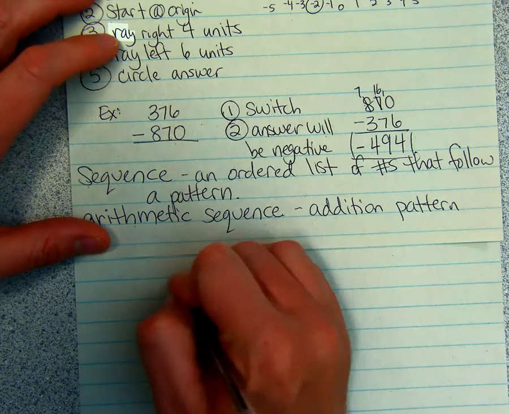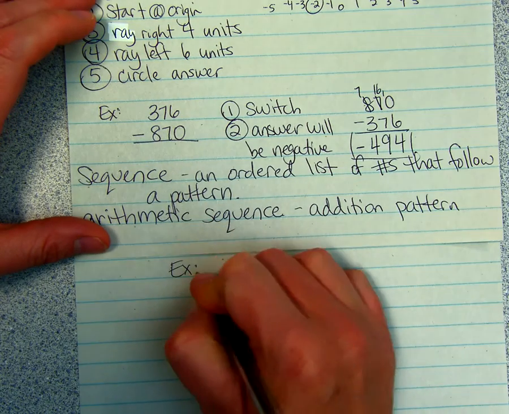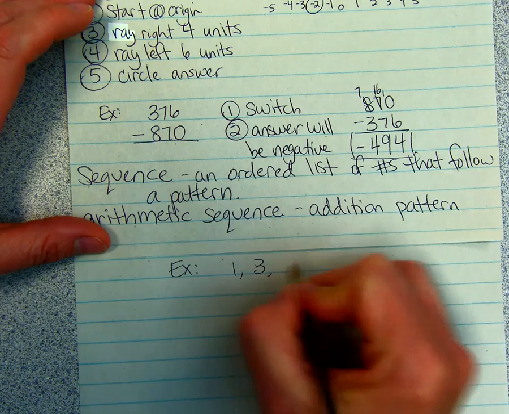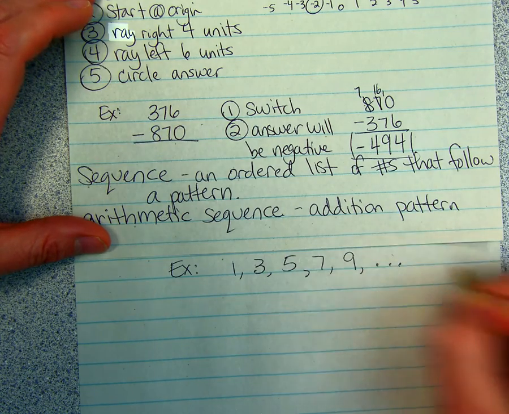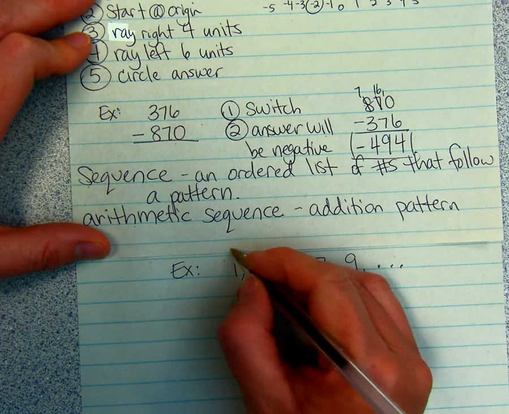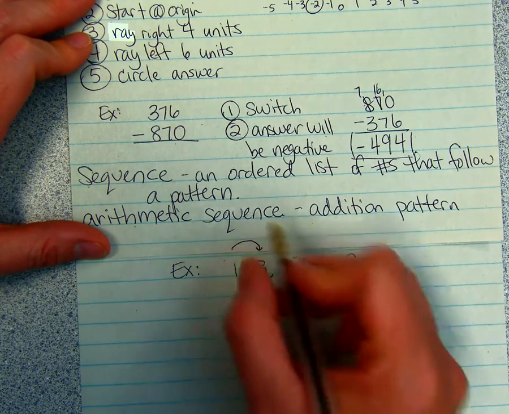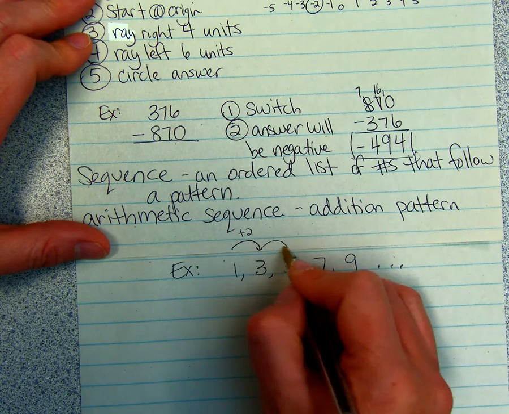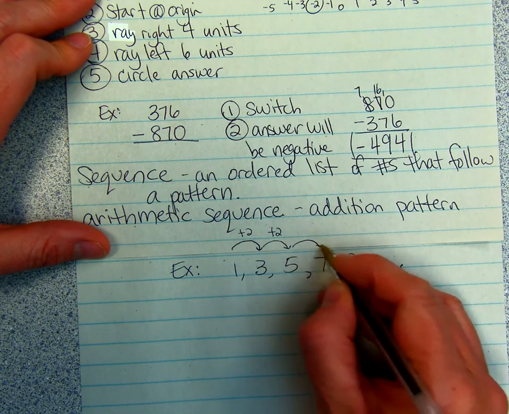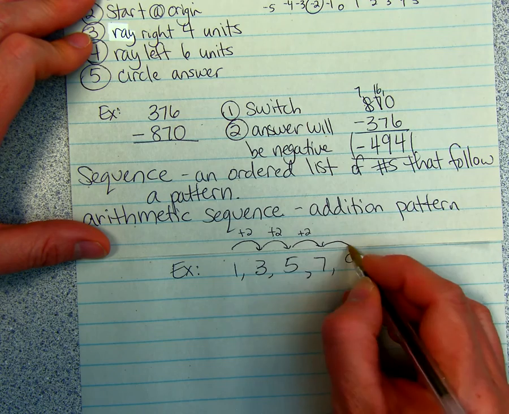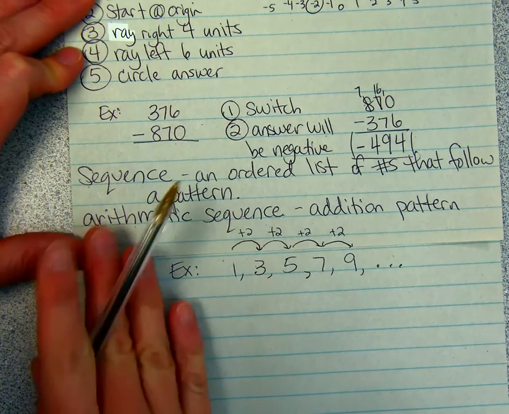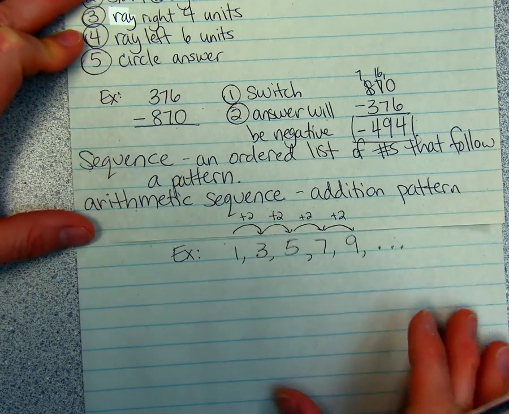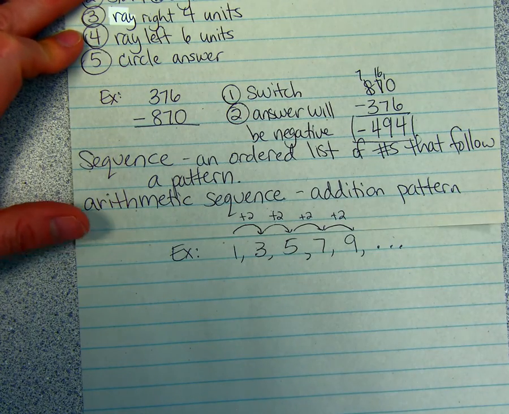So here's my example. 1, 3, 5, 7, 9. Hopefully you can see the pattern here. We're adding the same number. So to go from 1 to 3, we add 2. To go from 3 to 5, we add 2. 5 to 7, add 2. 7 to 9, we add 2. So this is an addition pattern, so this is called an arithmetic sequence. Everyone say arithmetic. Again, arithmetic. Good job.